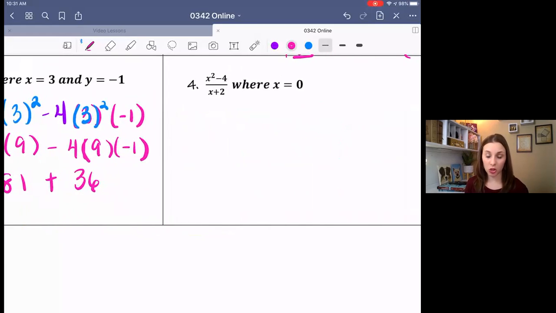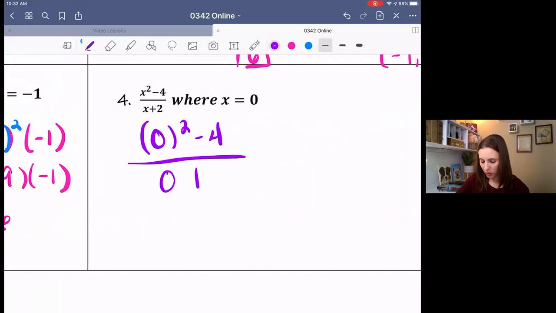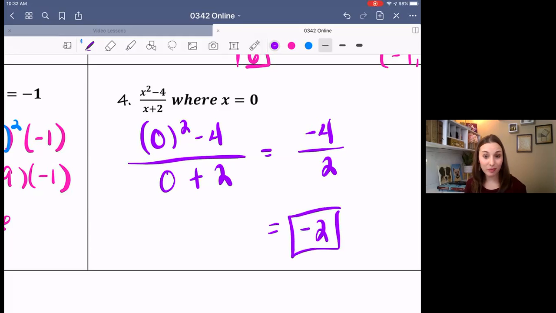Okay, next one. Go ahead and pause it and try it. When you come back, you should get 0 squared minus 4 over 0 plus 2. 0 squared is just 0. 0 minus 4 is negative 4. 0 plus 2, and then we just simplify. That's it. So simple, right?